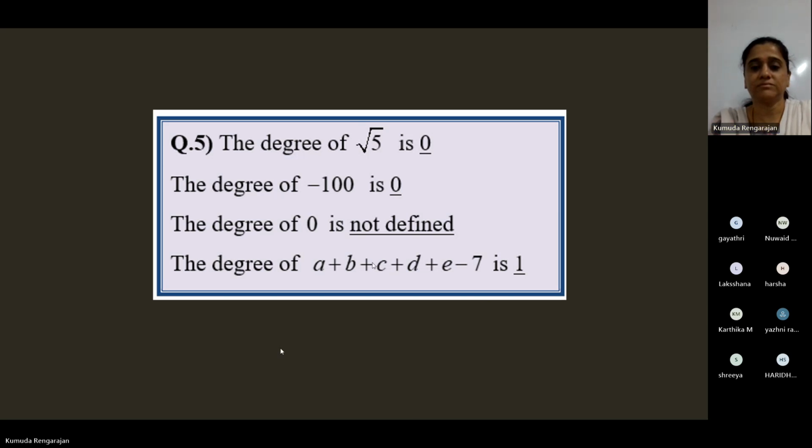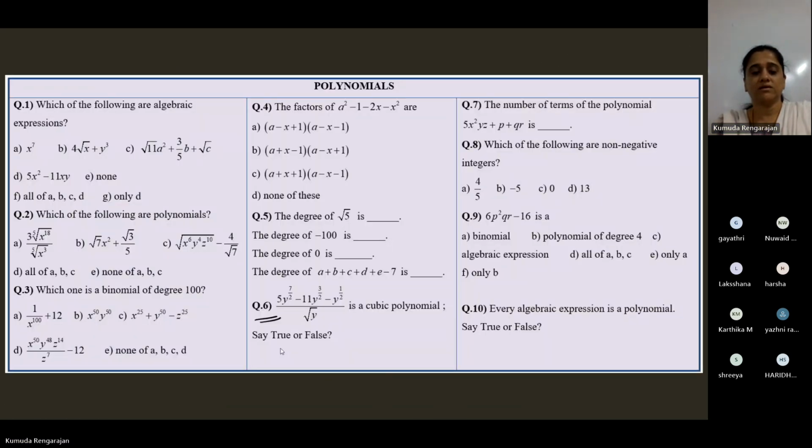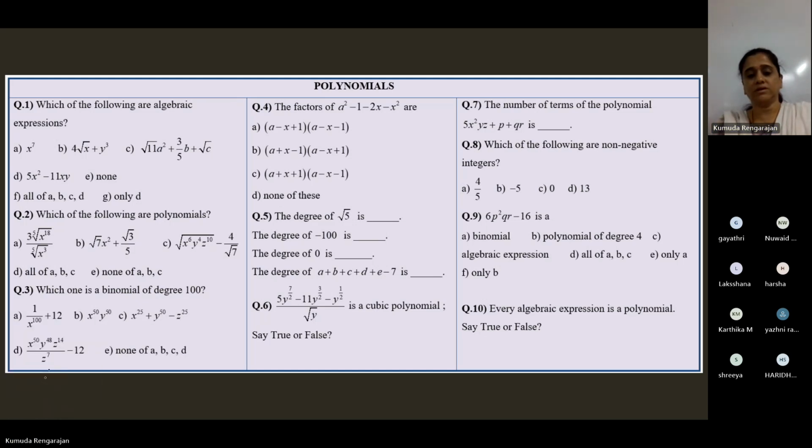All right. Next one. Next is the 6th one. Please write the question and then simplify the expression, and then give your answer, if the statement is true or false.